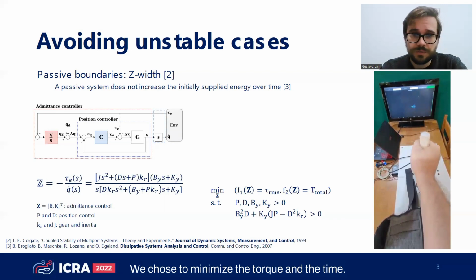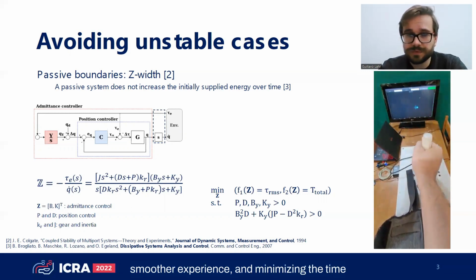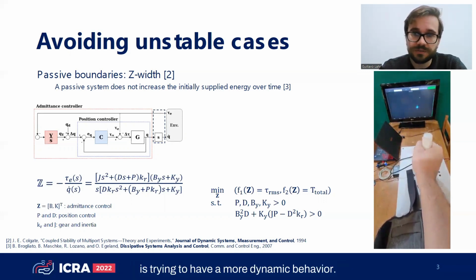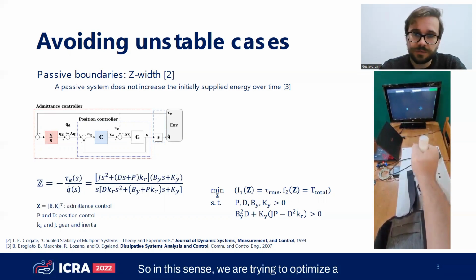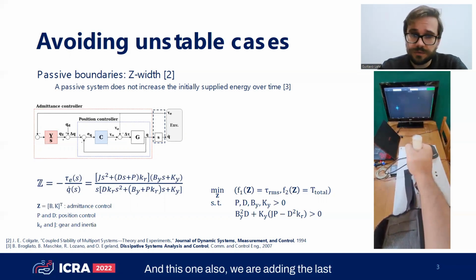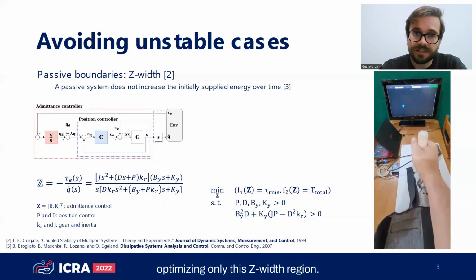robot. We chose to minimize the torque and the time, because minimizing the torque means a smoother experience, and minimizing the time of the whole task means that the robot is trying to have a more dynamic behavior. So in this sense, we're optimizing a trade-off, which is the case for multi-objective optimization techniques. And we are also adding a last constraint, which guarantees that we are optimizing only in the Z width region.